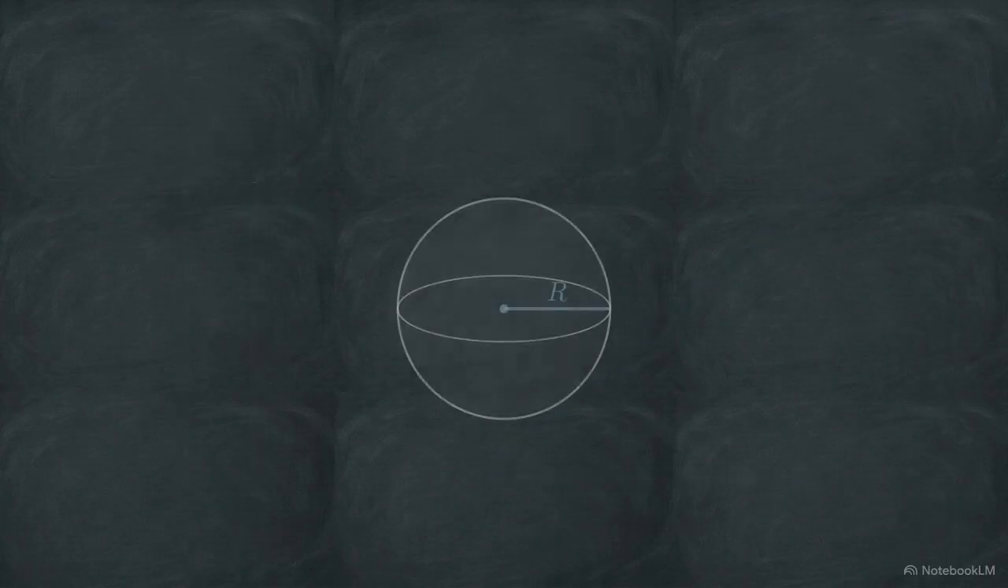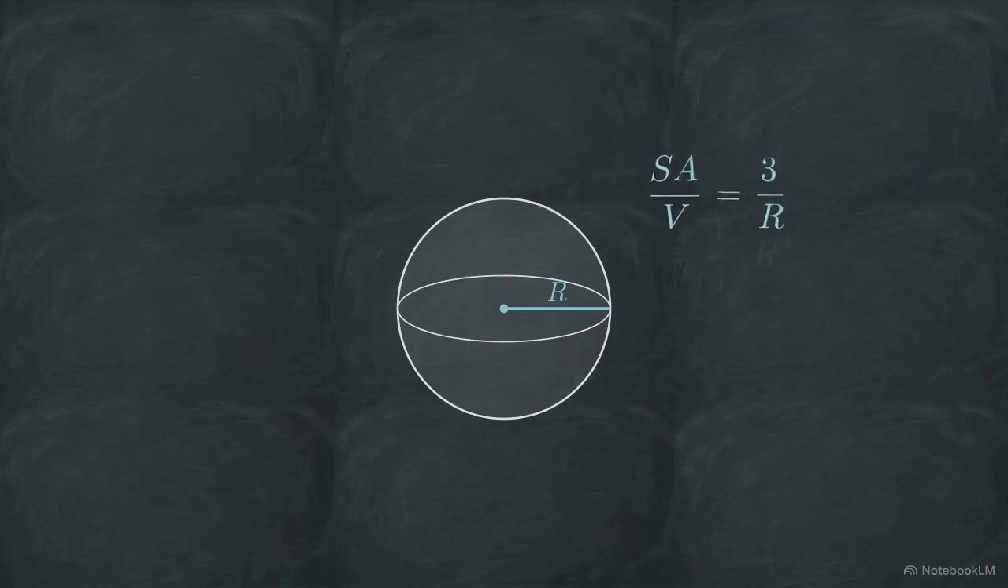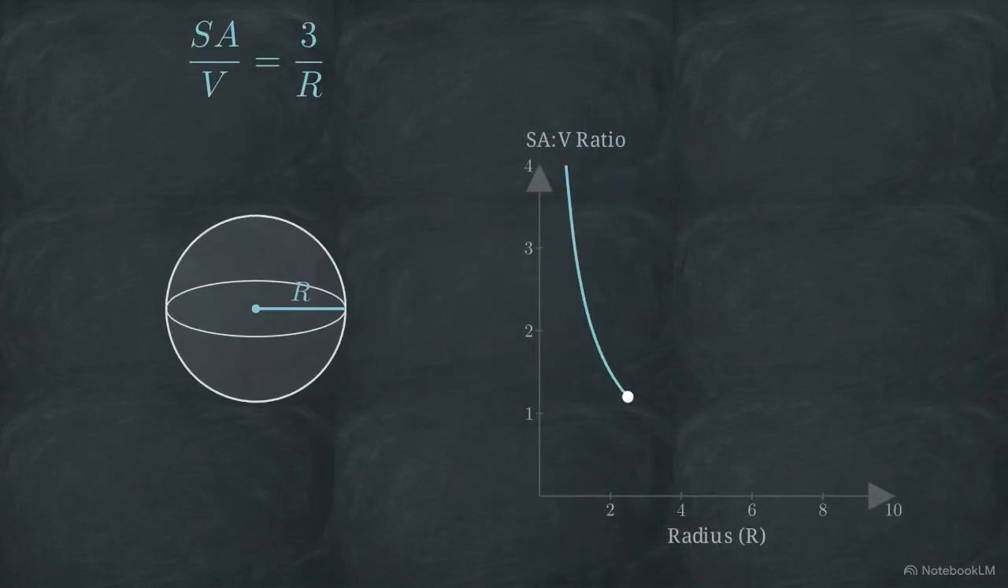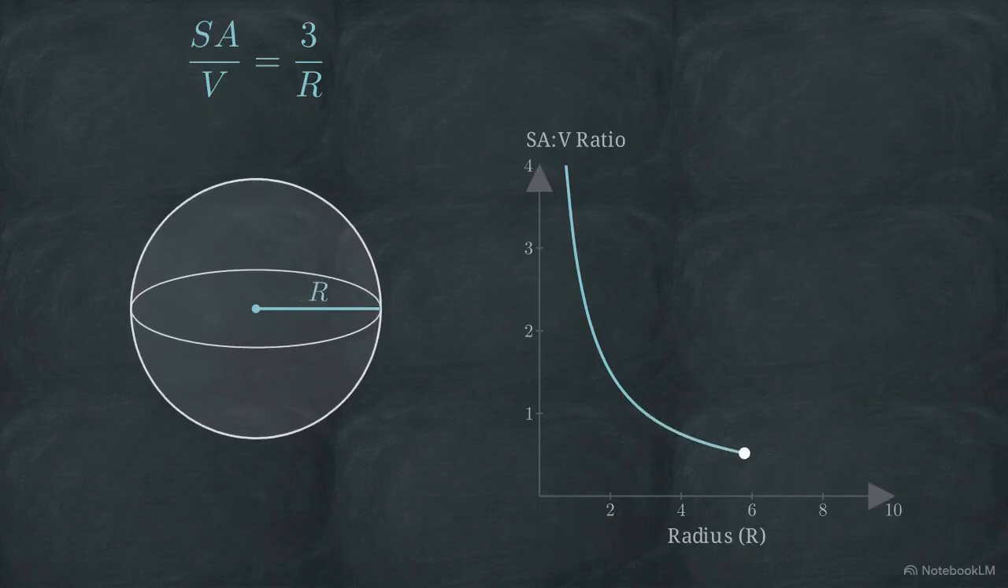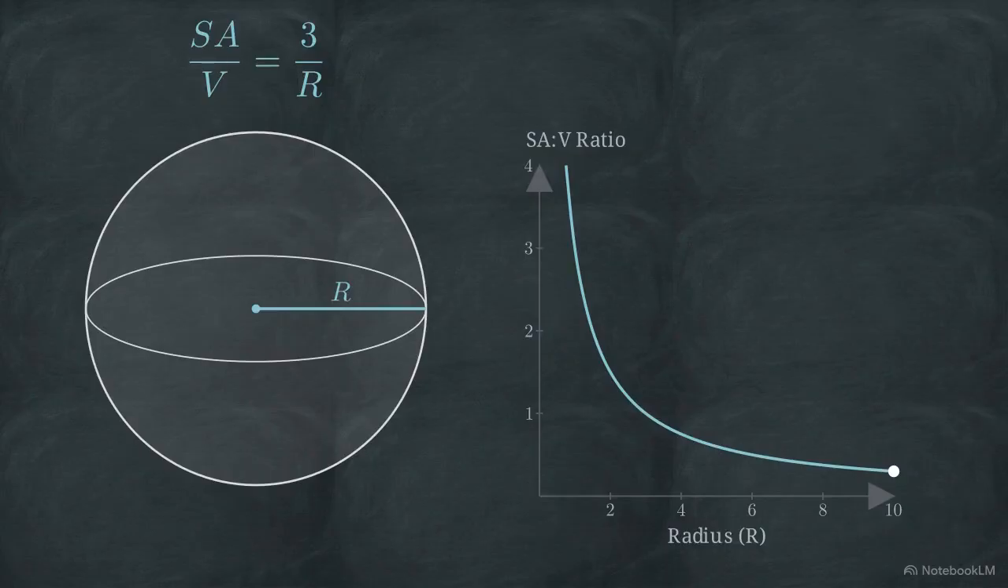This geometric model shows the mathematical limit of a Euclidean non-fractal shape. For a sphere, the surface area to volume ratio reduces down to 3 divided by the radius. As the radius scales up, the ratio falls along a steep hyperbolic curve. The larger a solid object gets, the less relative surface area it has to interact with its environment.